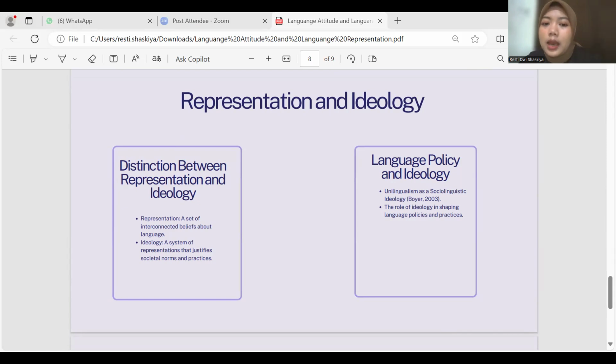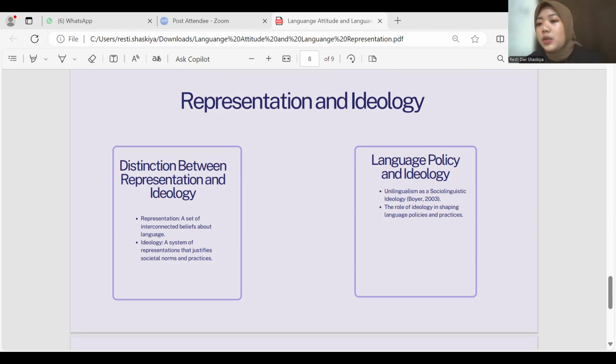While ideology is a larger system of beliefs or ideas that justify and support the norms and practices of society. It includes how language is used to reinforce social rules, power structures, and cultural values. For example, an ideology may support the idea that one language is superior to others in society. The second is language policy and ideology.